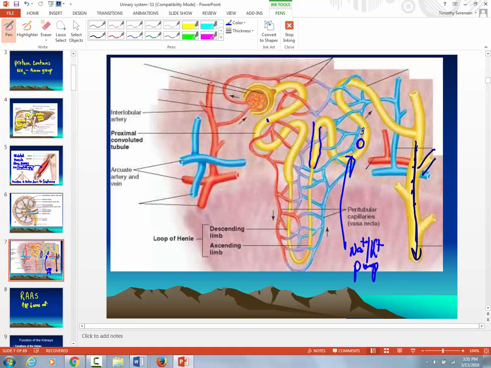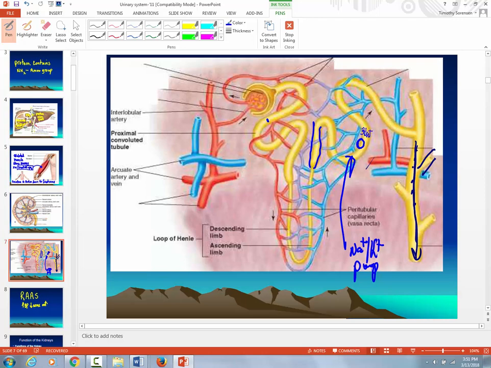I can't even see that. Let me see my glasses. Anybody see them? Well, I'll do my best.